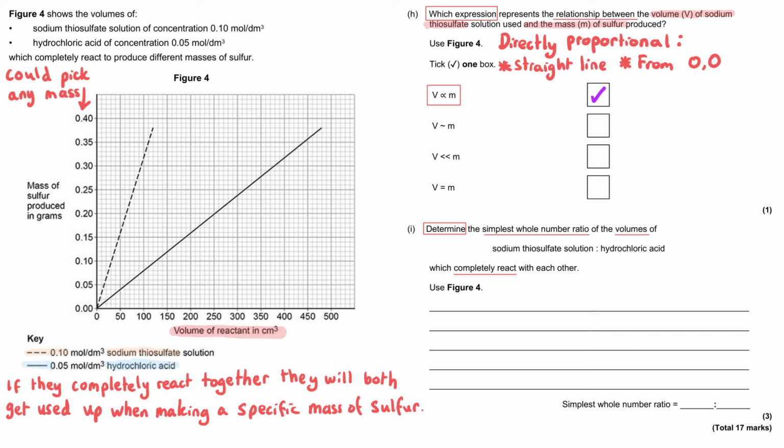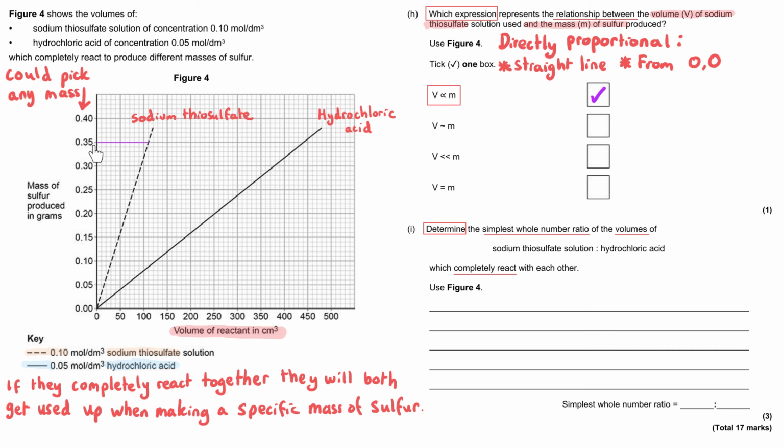And so really, you could use any mass you like, and you would just need to read across and find out what volume of sodium thiosulfate was required to make that mass, and what volume of hydrochloric acid was required to make that particular mass of sulfur. And so the trick here, I think, is to find a place where, when you read across, you meet a minor grid line at the point that the line crosses it.